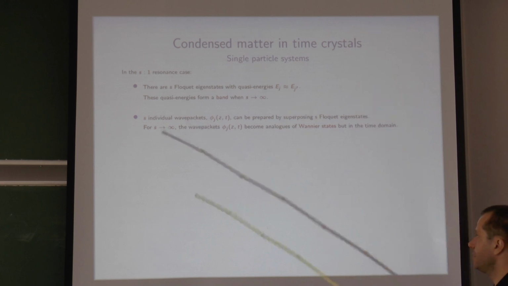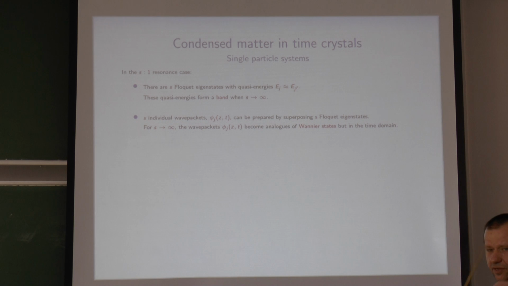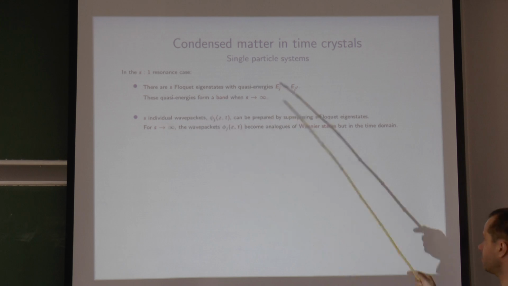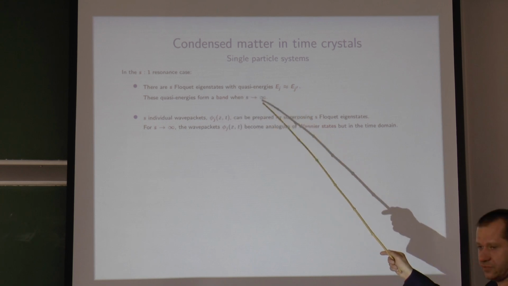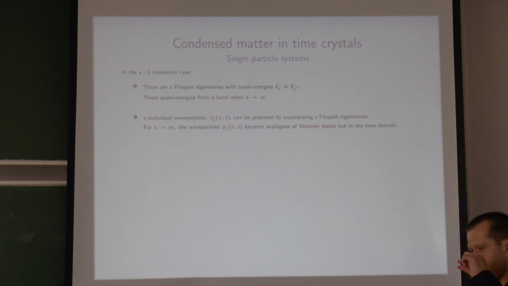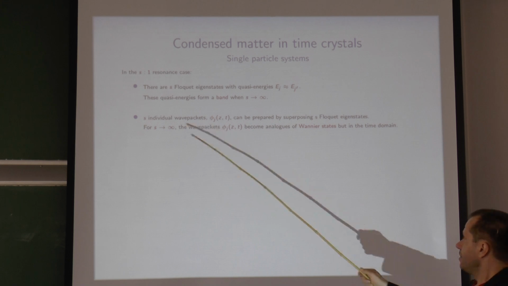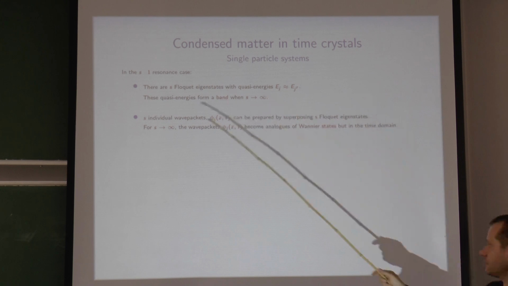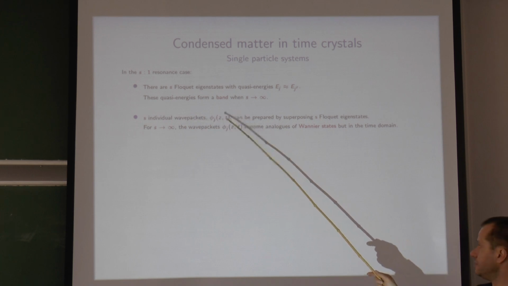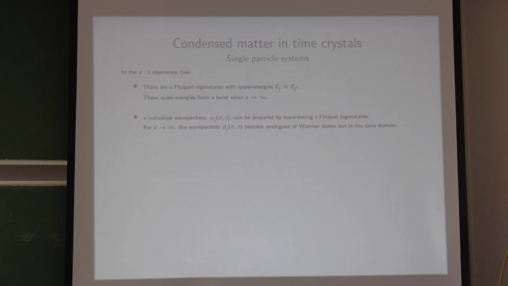And what do we have then? We have S Floquet eigenstates, which are represented by S localized wave packets moving along the S:1 resonant orbit. And the corresponding quasi-energies are nearly degenerate. In the limit when the resonance order goes to infinity, these quasi-energies start forming a quasi-energy band. What is more, a proper superposition of these S Floquet eigenstates allows us to extract S individual localized wave packets. And these wave packets, when S goes to infinity, become analogs of the Wannier states known in solid state physics, which are localized in crystal sites.